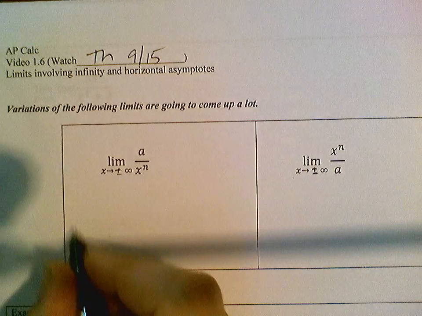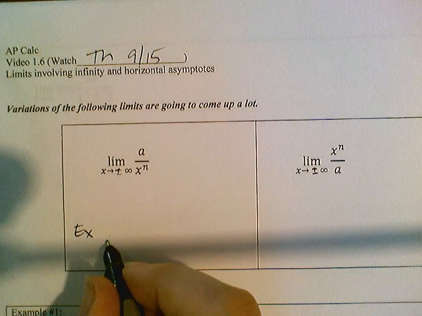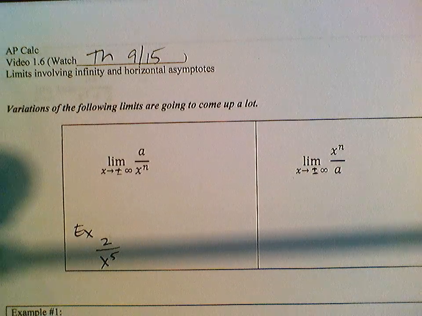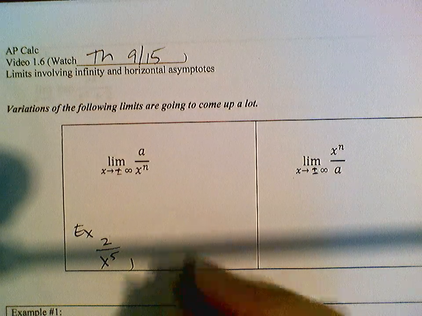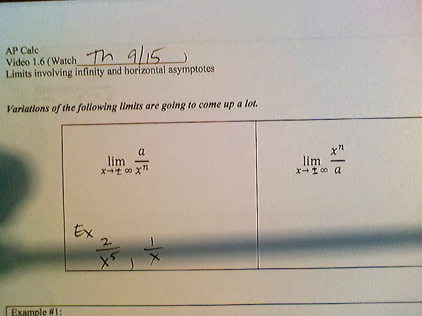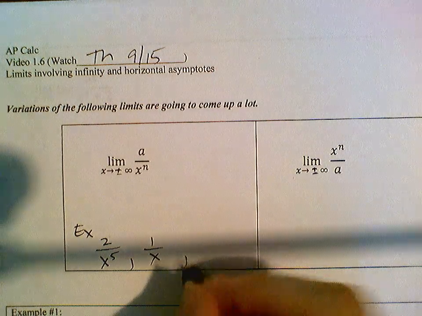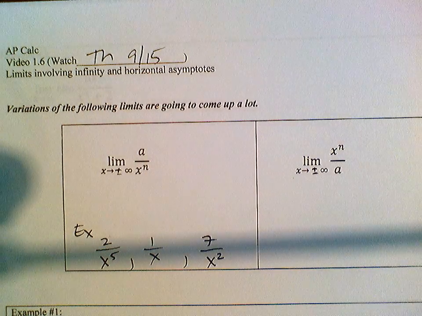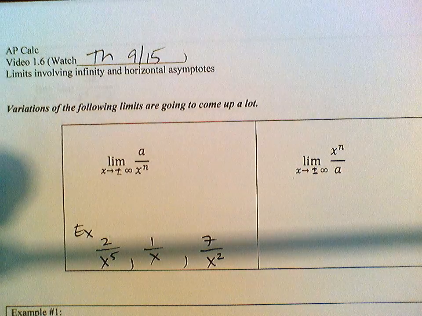So here's some examples of functions like that. For example, 2 over x to the 5th. So a is 2, and n is 5. You could have 1 over x. There a would be 1, and also n would be 1. And just one more, 7 over x to the 2nd. Okay? We'll do this one first and then I'll talk about the other one.